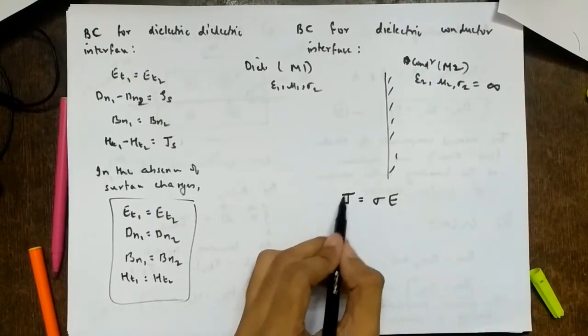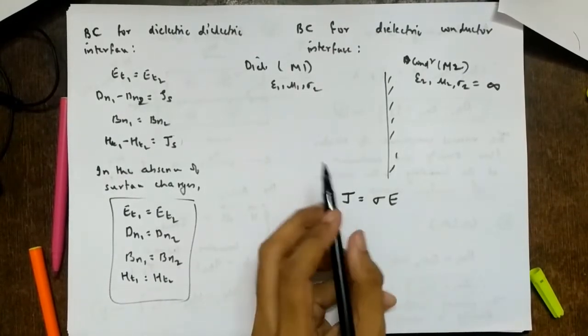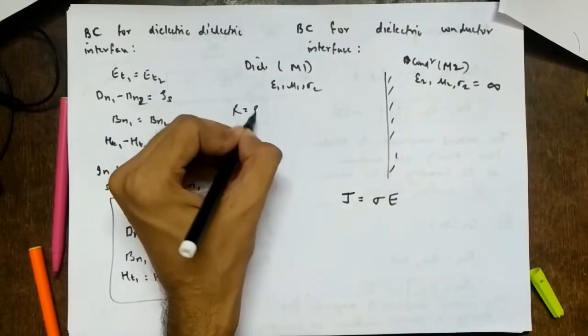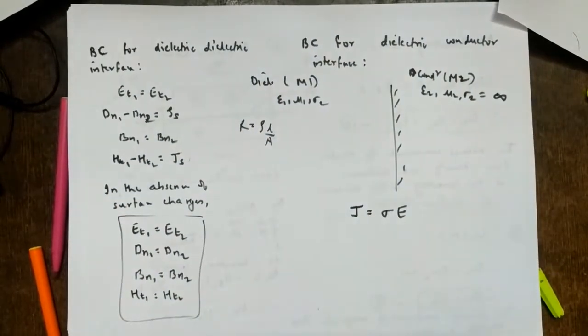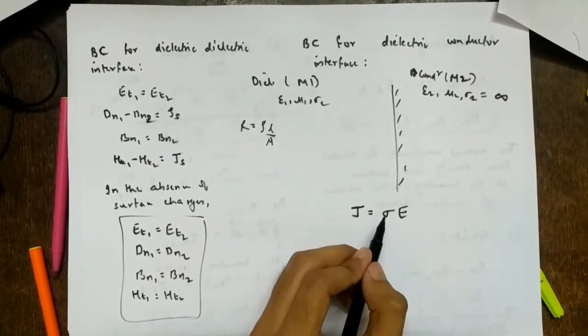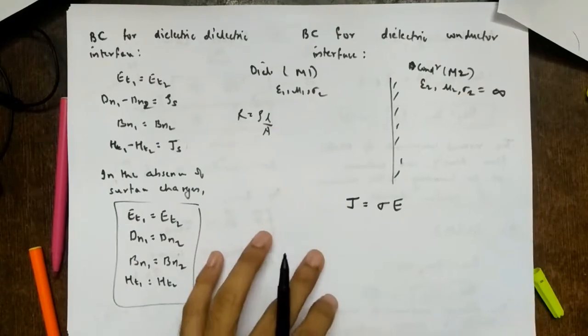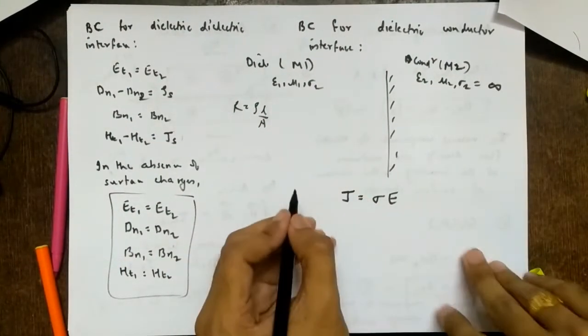So you just write J is I by A and E is V by D. And R is what? R is rho L by A. So you substitute all these formulas, you will get V is IR. So Ohm's law is nothing but cropped up from this. So again, one more reason why I say electromagnetics is the mother of all subjects. All is cropped up from this only.